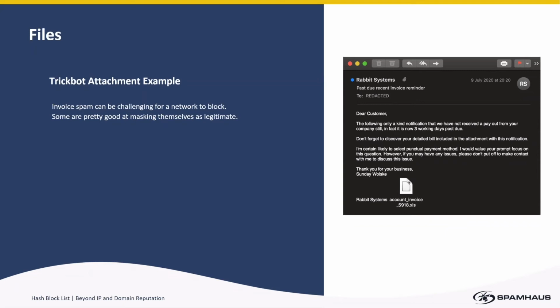The malware that's included in this Excel spreadsheet is TrickBot. One thing that TrickBot does is it can do email harvesting. It can steal your crypto wallets. And it's also used as a banking Trojan and a credential stealer.